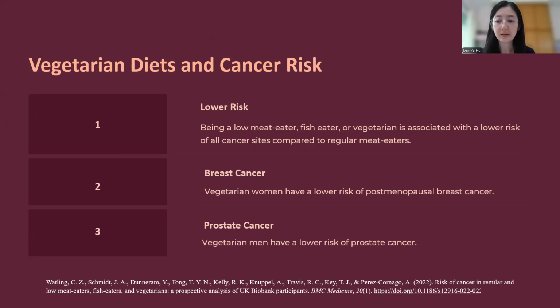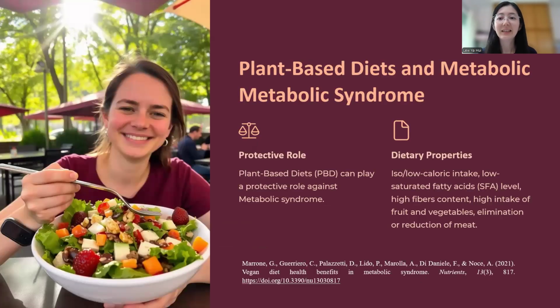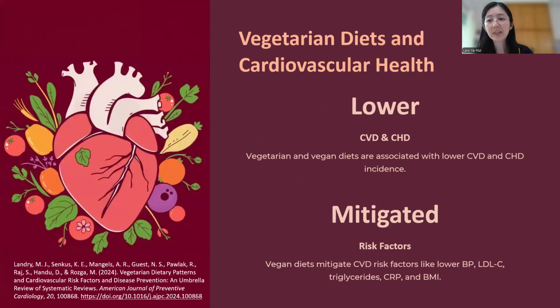factor concentrations. Plant-based diets, such as vegan and vegetarian diets and other food patterns, are very useful in the treatment and prevention of metabolic syndrome. In fact, these plant-based and vegan diets can play a protective role through different dietary properties, such as low calorie intake. It can help with a low saturated fatty acid level. It can help with higher fiber content. You have a high chance of eating more vegetables and fruits. It can also reduce the intake of processed foods.